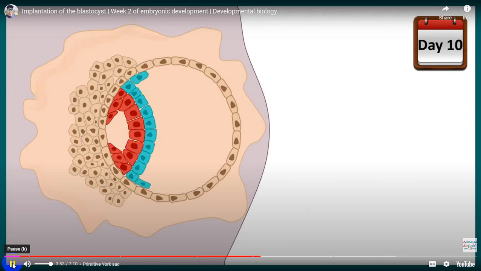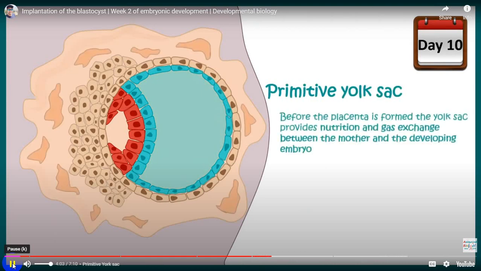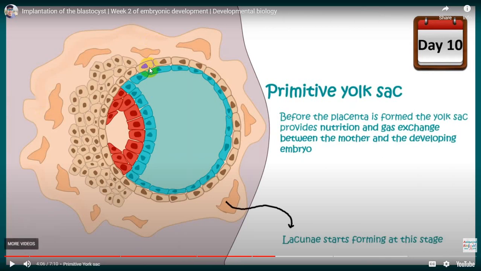Now at day 10, there is further development. Cells of the hypoblast move and migrate. It forms the primitive yolk sac. Also, lacuna starts appearing in the syncytial trophoblast. So this is the primitive yolk sac. So the cells of the hypoblast now have to move around and form a cavity. And inside the cavity is the primitive yolk sac. Primitive means old. Whenever you hear primitive, it's old, old-fashioned, very old or crude. So this is the yolk sac, and this is the amniotic cavity.